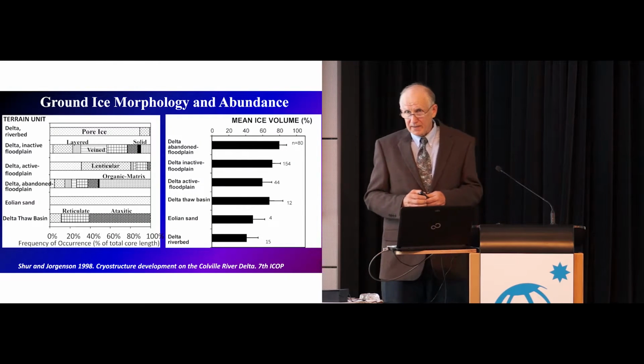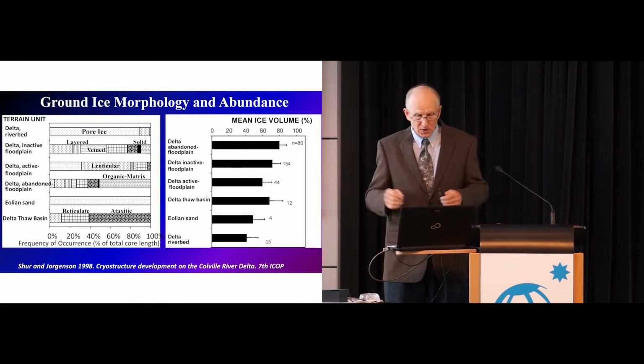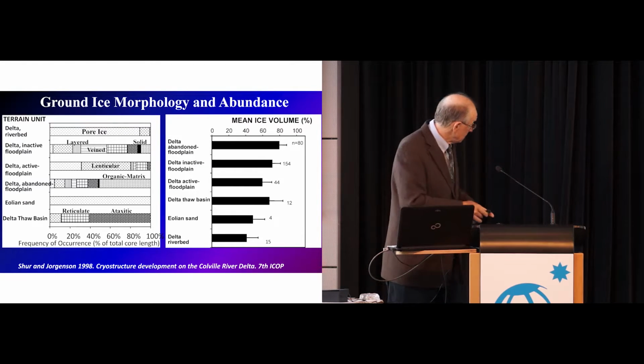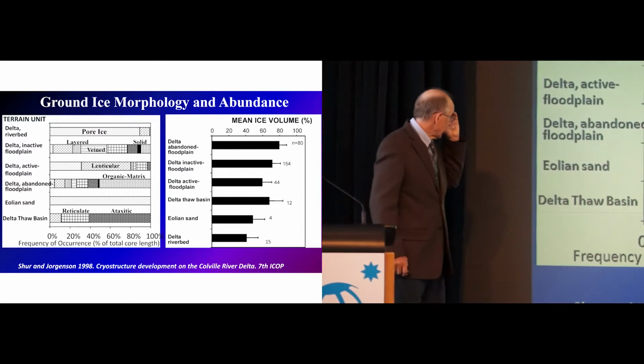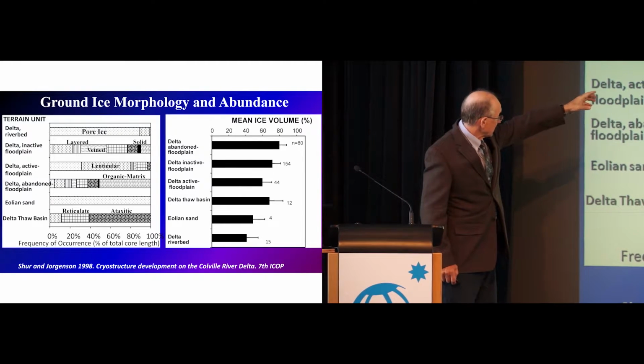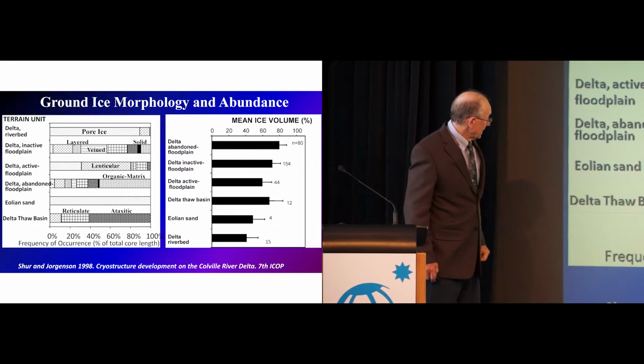We can quantify the frequencies of changes along this evolutionary pathway, where the delta riverbed is mostly dominated by pore ice in terms of percent of total core lengths across all cores. In contrast, the active floodplain, the one in the middle, is dominated by lenticular ice, and as we go to the inactive floodplain, we're most frequently encountering layered, veined, some reticulate, and some ataxitic.